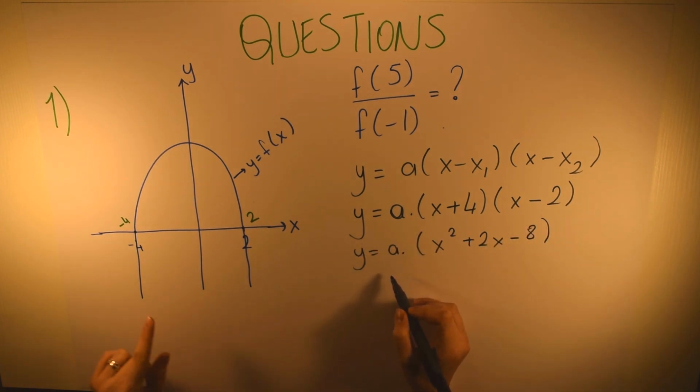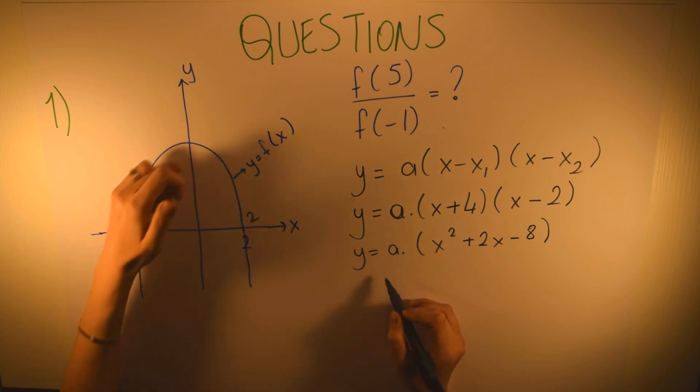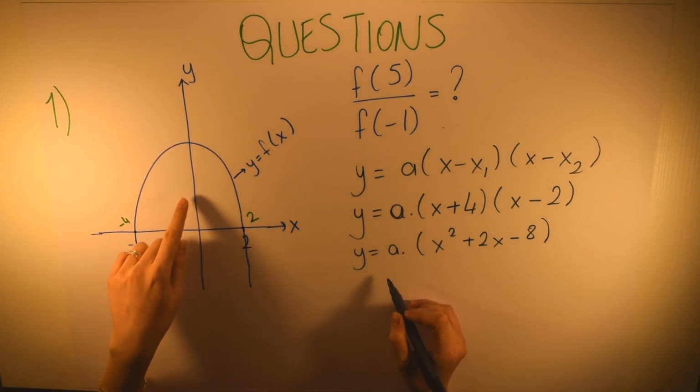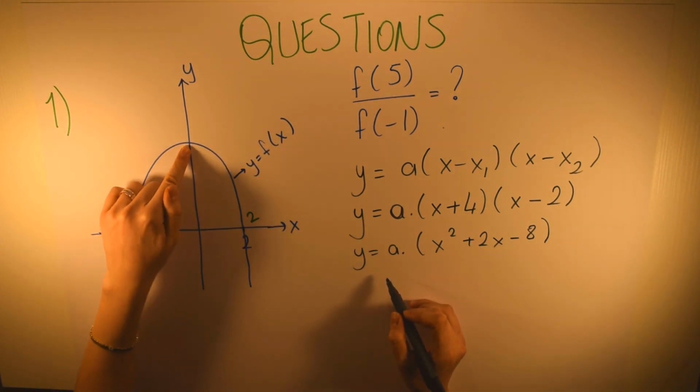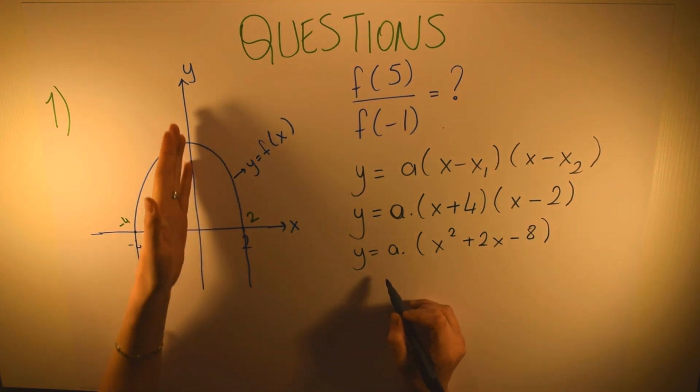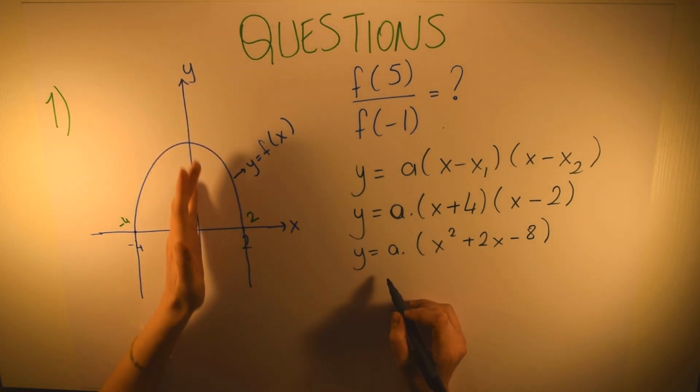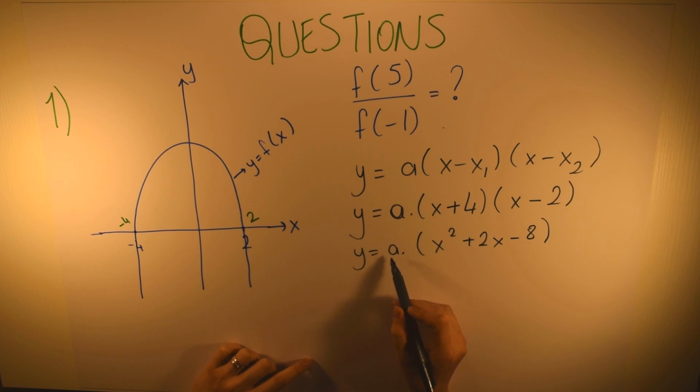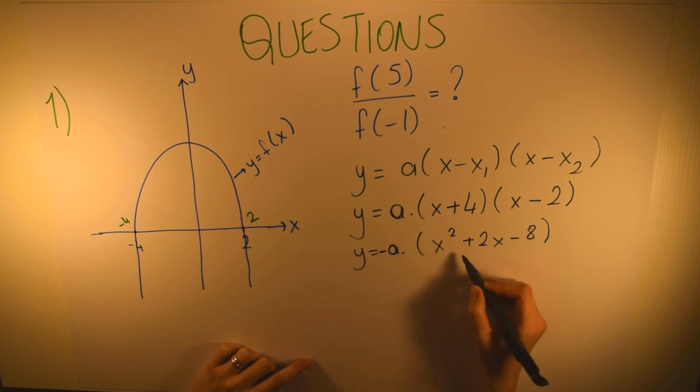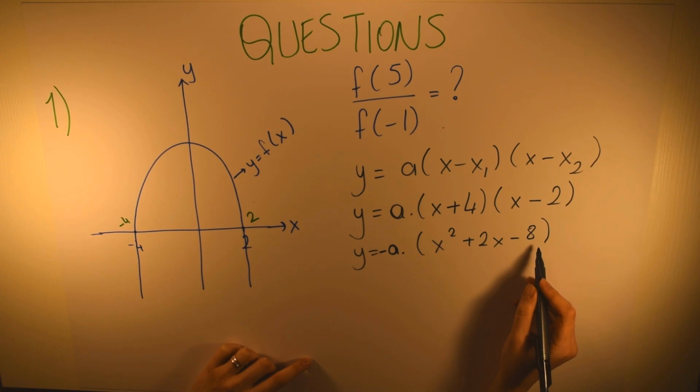But don't forget, our graph goes like this, right? It's not like this, which means when your vertex is at the highest point on your y-axis, the value of a in your equation is negative. Don't forget this sign. So this is y = -a(x squared + 2x - 8).